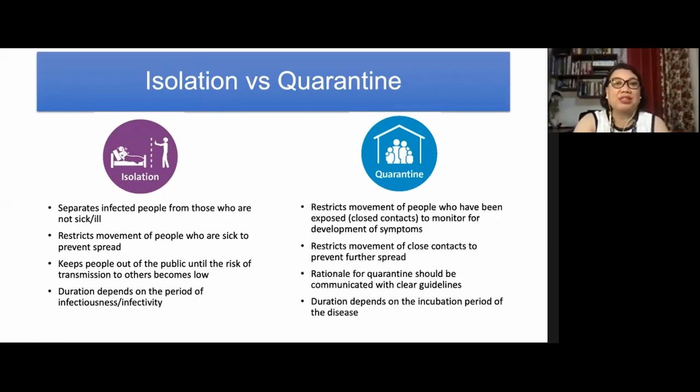Quarantine, on the other hand, is the restriction of movement of close contacts or people who have been exposed, and the purpose of quarantine is to monitor them for the development of symptoms referable to the disease. The restriction of movement of close contacts is to prevent further spread. Therefore, the rationale for quarantine should be communicated with clear guidelines, and the duration of quarantine will depend on the incubation period of the disease, or how long from the time of exposure to the time of manifestation of illness. That is the incubation period.